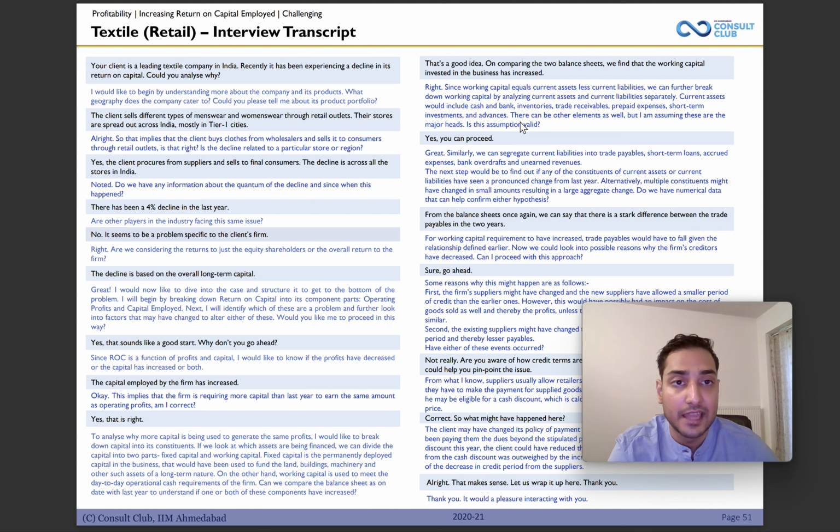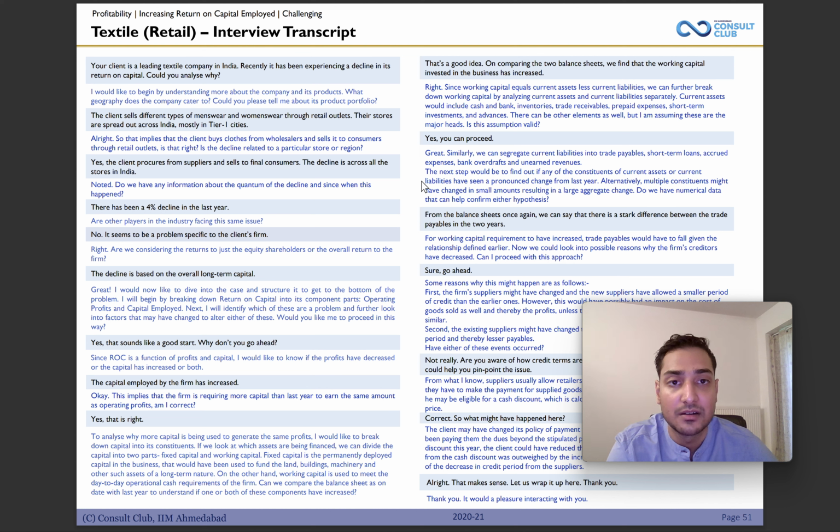There can be other elements as well, but I'm assuming these are the major heads. Is that assumption valid? Yes, you may proceed. Great. Similarly, we can segregate current liabilities into trade payables, short-term loans, accrued employee benefits, accrued expenses, bank overdrafts, and unearned revenues.